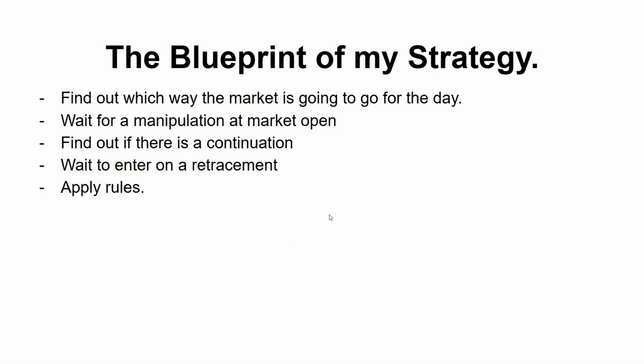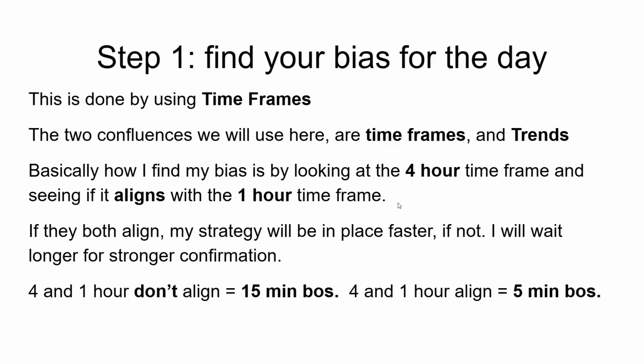We wait for that manipulation, and then we find out if there's a continuation, which would be like a break of structure or inverse fair value gap. Then we wait to enter on a retracement in a smaller time frame. So just wait for that little retracement, and that would be my entry. After that, I just apply my rules, like 1 to 3, or don't overtrade, or whatever rules I set for myself. So step 1 is time frames.